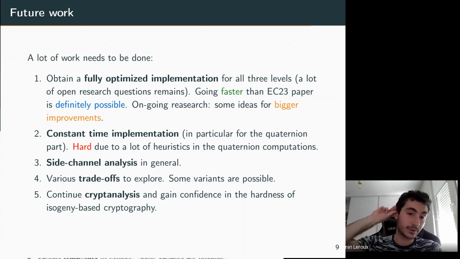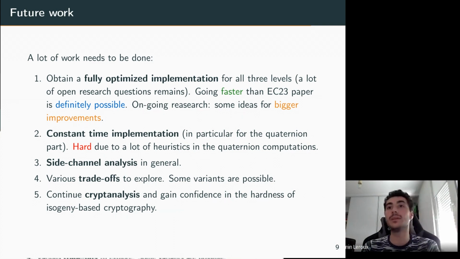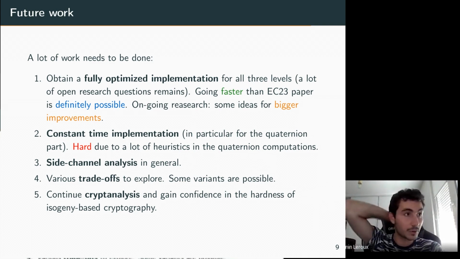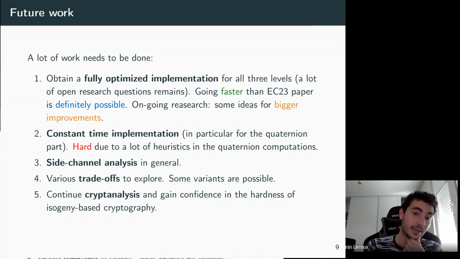Finally, there are also some trade-offs to explore, different variants that could make the signature faster at the cost of slower verification, or maybe a little less compact signature. These are the types of things that we need to explore, to see if there are some real gains to be had by exploring those trade-offs. And finally, obviously, to continue the cryptanalytic effort to rebuild the confidence of the community in the hardness of isogeny-based cryptography.